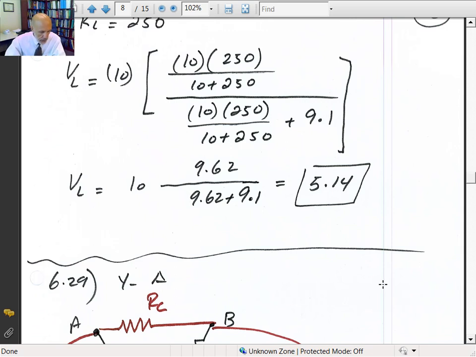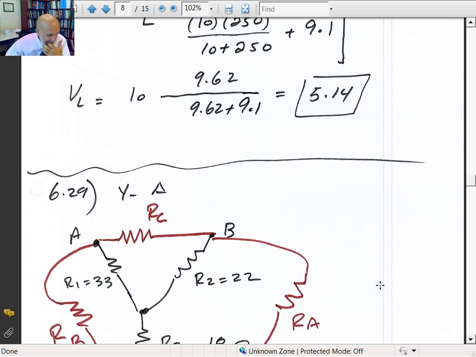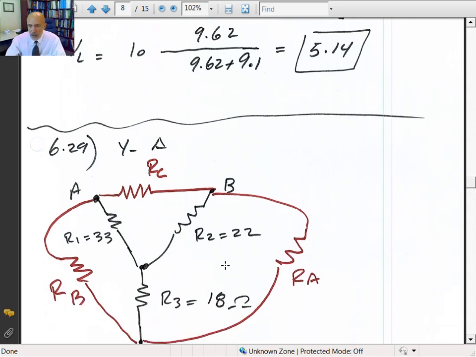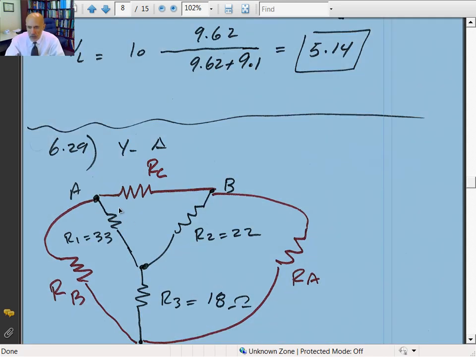Problem 29. It says perform Y to delta conversion for the circuit shown in figure 654C. I'm assuming by 654C they're referring to the third diagram in there, which is a Y connection. And so you want to do Y to delta transformations. So this is the circuit that is given here.